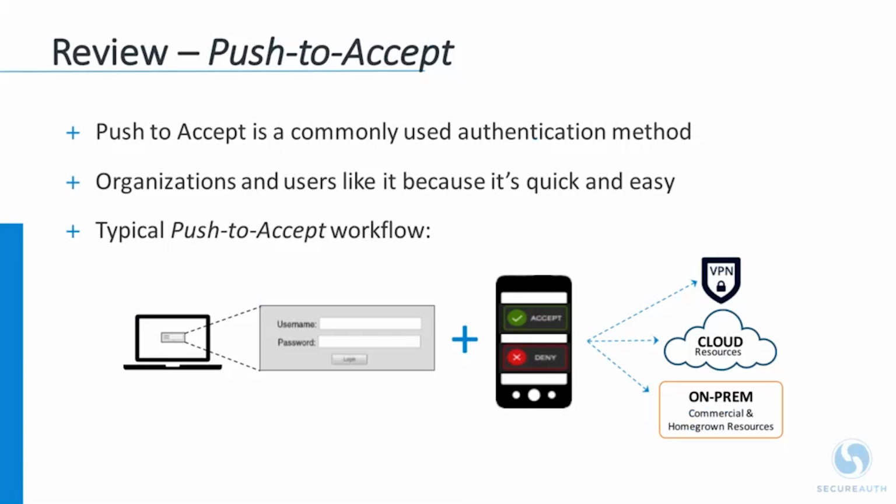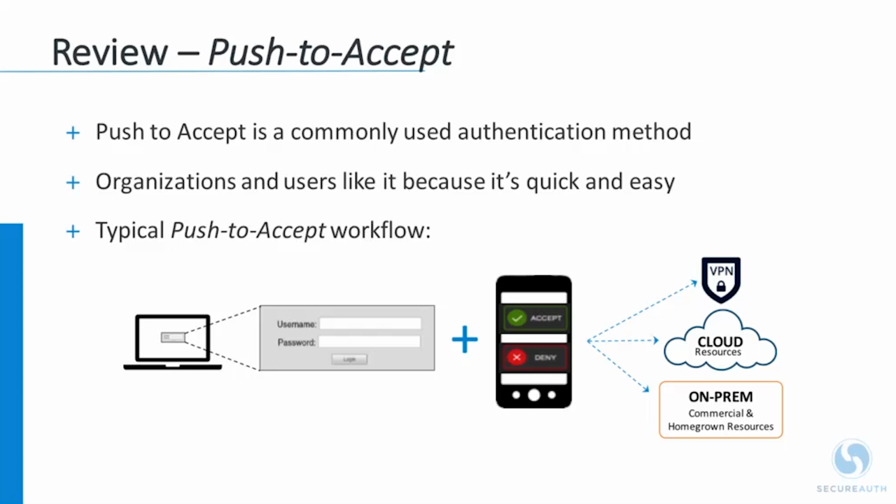So push to accept is a commonly used and popular multi-factor authentication method, growing in popularity because it provides a very fast and convenient second factor authentication using a smartphone app. The typical push to accept workflow goes like this. The user attempts to authenticate to a protected resource, could be a VPN. The VPN is protected by MFA software. The user enters their ID and password into the prompt.